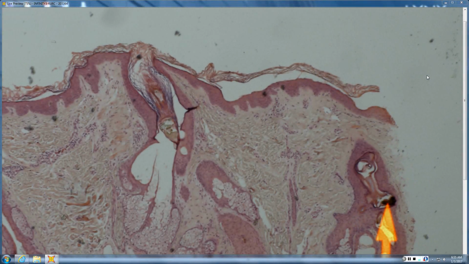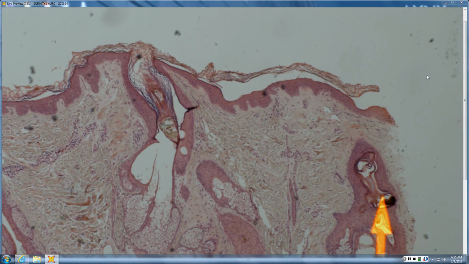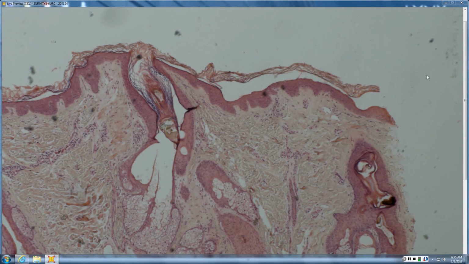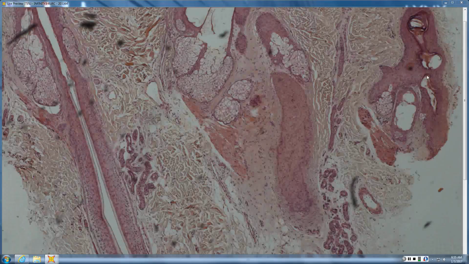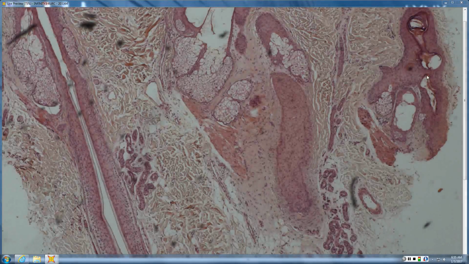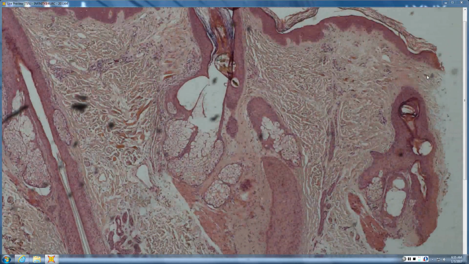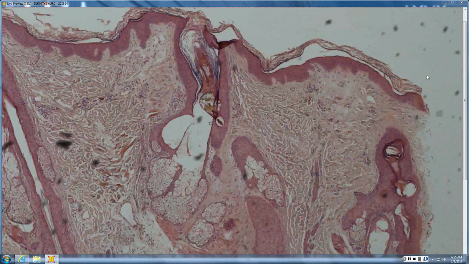And again, as I mentioned before, it's important to note what you do not see. You do not see tons of inflammation. You don't see peribulbar lymphocytes. You don't see tons of scarring, although certainly with end-stage traction, you can start to get some scarring. But really all you're seeing here is the absence of hair shafts.